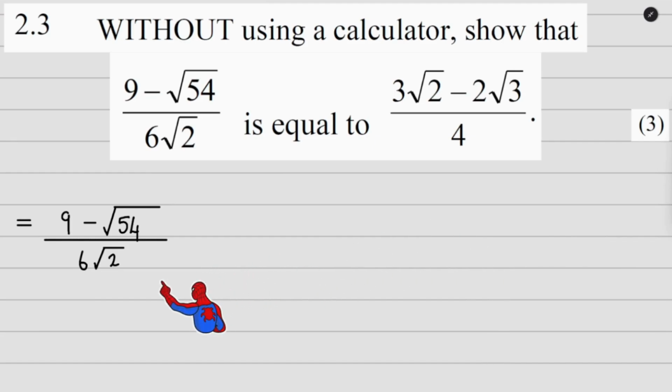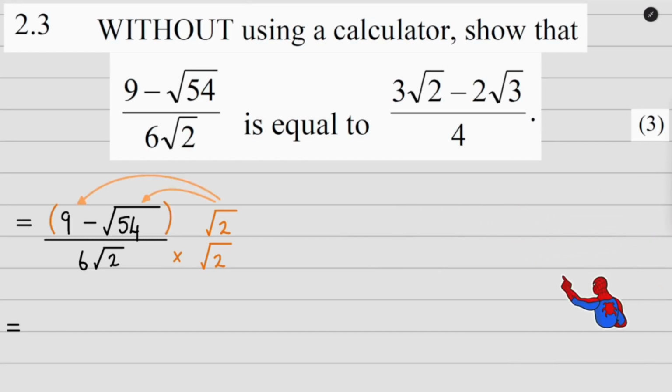And then to rationalize the denominator, I need to multiply by root 2 to get rid of this root 2. And whatever I do to the bottom, I have to do to the top. Okay, and then at the top, it's important to realize I'm multiplying this whole thing by root 2. So I'm instead going to wrap it in a bracket and distribute the root 2. Yeah, it's much better. Okay, 9 times root 2 is just 9 root 2.